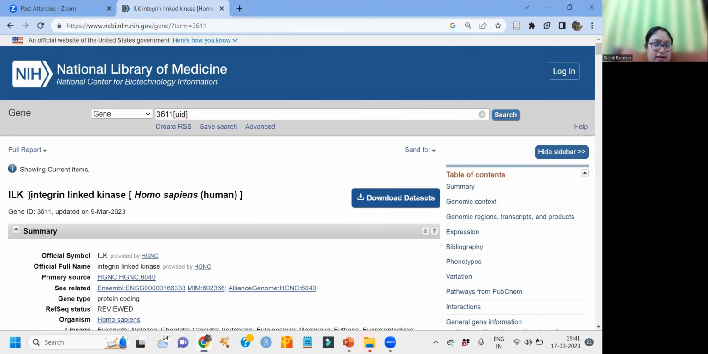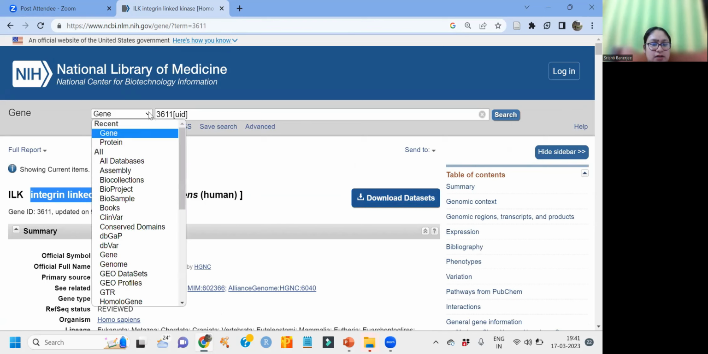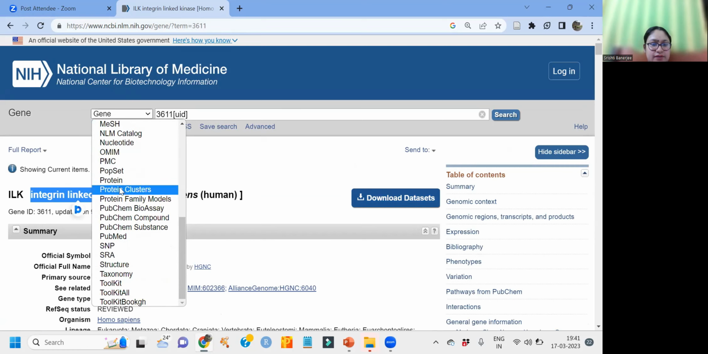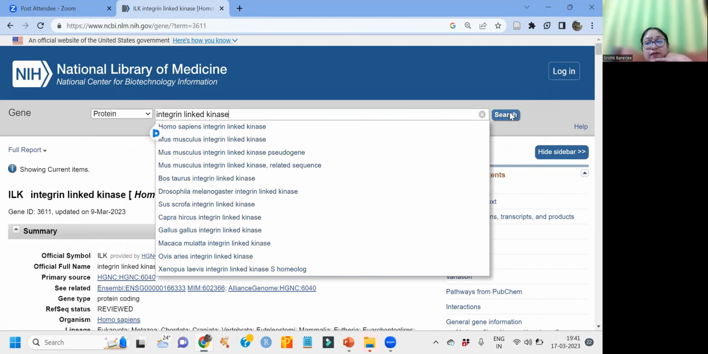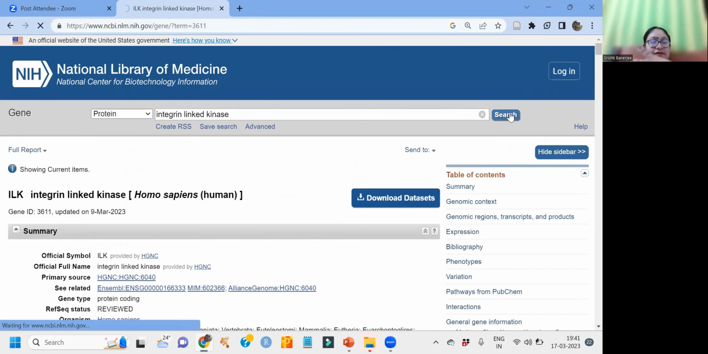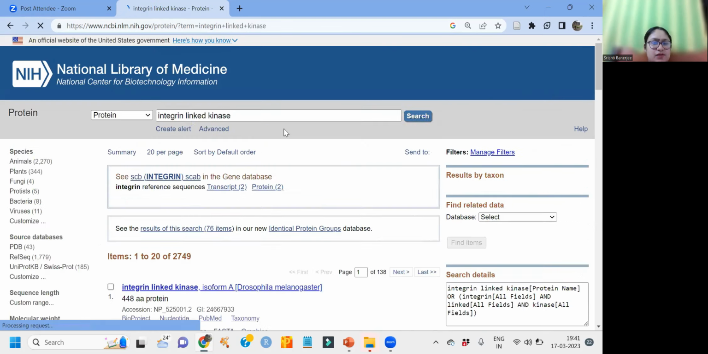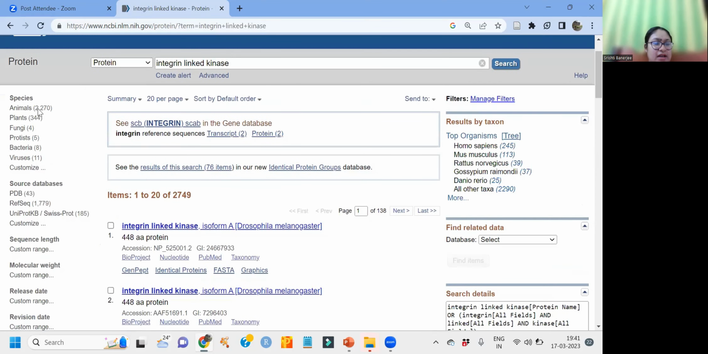Now I believe that we could search this for other species. We'll go to protein and search it. We'll just see what comes. If we look at other organisms, the gene ID will change, definitely will change. The same protein is present in others, you see. Animals, plants, fungi, protists, bacteria. You can find your species here.